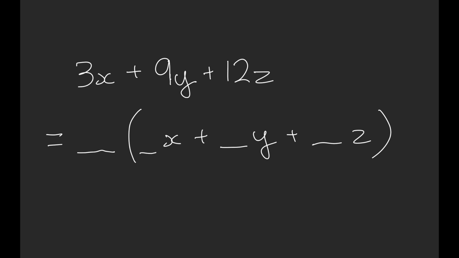Sometimes you end up with terms like this, where it's 3x plus 9y plus 12z. If we take a look at this, we can see immediately that there is a common factor of 3 in all 3 of these terms. This divided by 3 is just x, this divided by 3 is just 3y, this divided by 3 is just 4z. So if we were to divide it by 3, this would be our quotient.